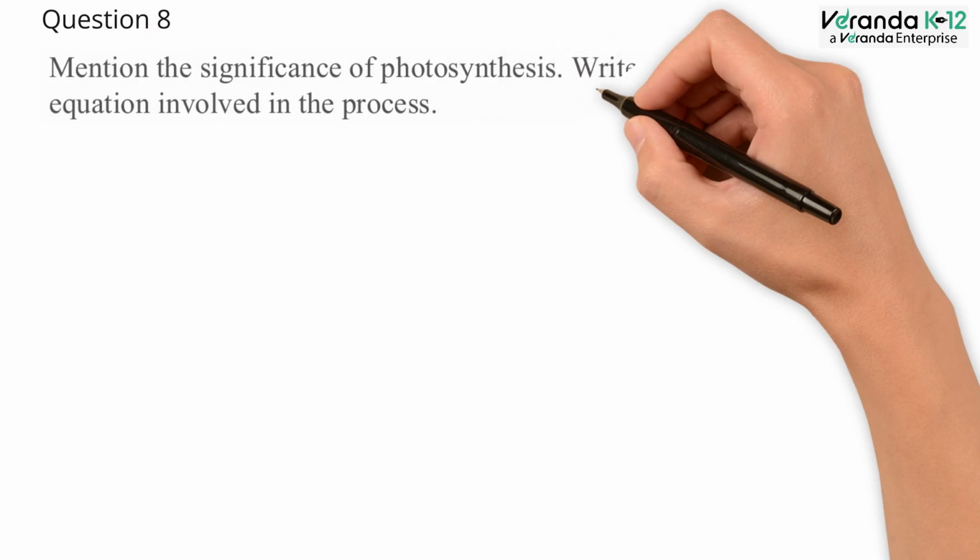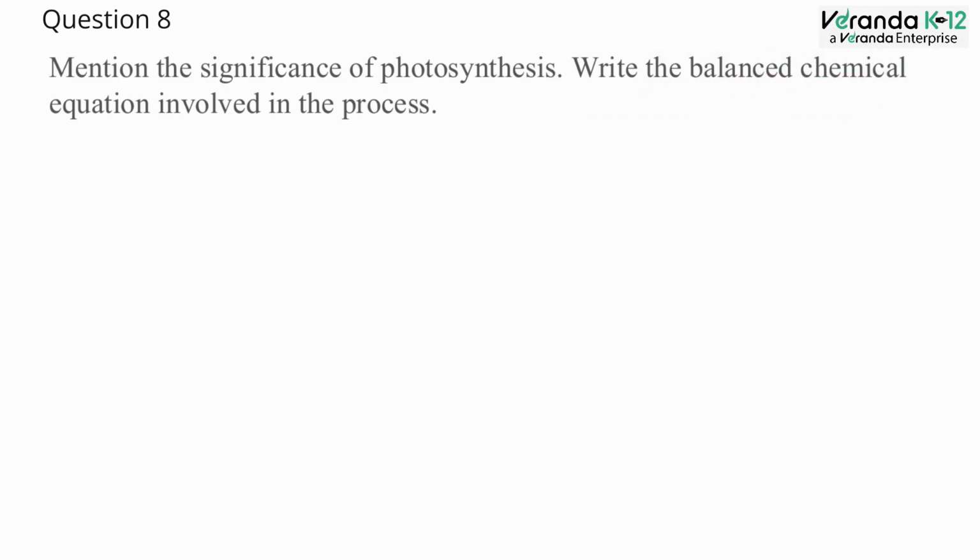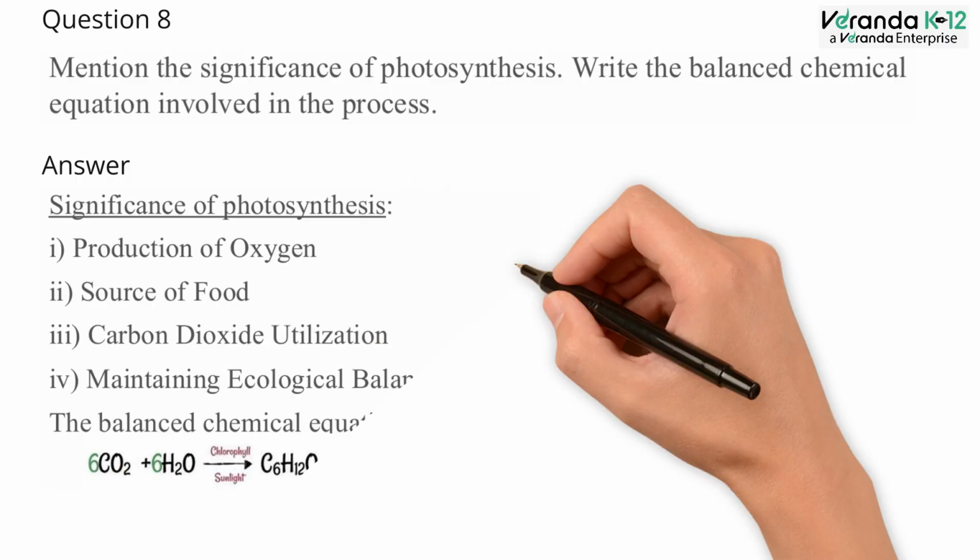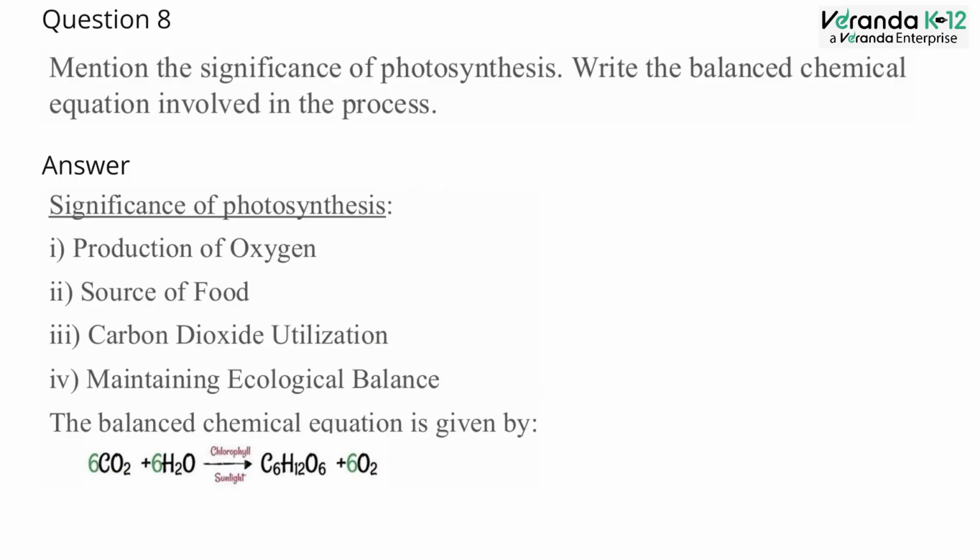Question number 8. Mention the significance of photosynthesis. Write the balanced chemical equation involved in the process. The significance of photosynthesis: it helps in the production of oxygen, it provides a source of food for the plants, it helps in the utilization of carbon dioxide, and it also maintains the ecological balance. The balanced chemical equation is given by 6 carbon dioxide plus 6 water molecules, in sunlight and chlorophyll, give glucose, that is C6H12O6, plus 6O2.